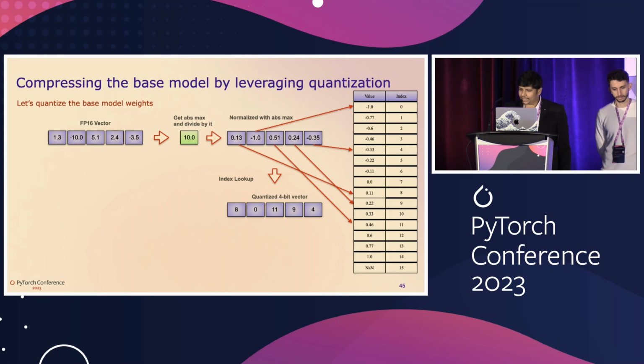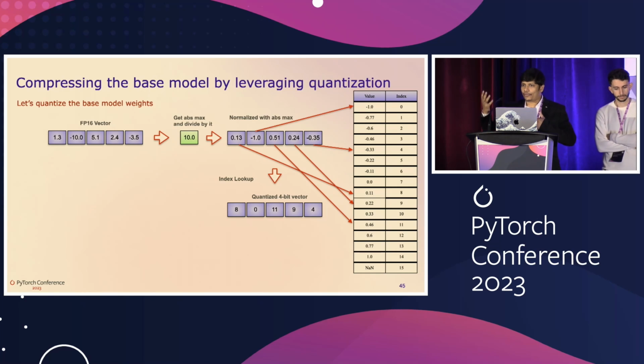So the next step is to do the index lookup. For example, the closest value to 0.13 is 0.11, and the corresponding index value is 8. We do this for the rest of the entries, and this gives us the quantized 4-bit vector. Here, we can see that each of the entries can be represented using 4 bits. For example, 8 can be represented in binary as 1000, which requires just 4 bits.